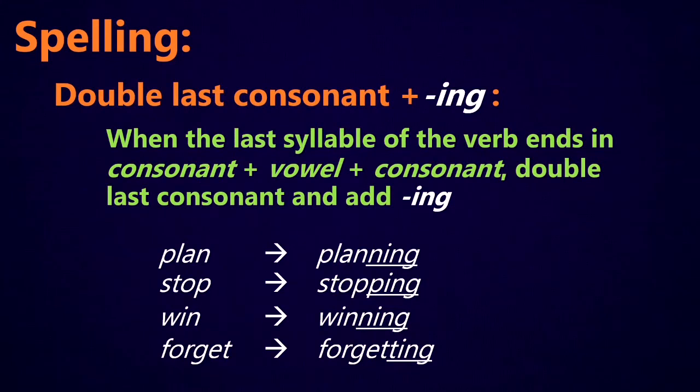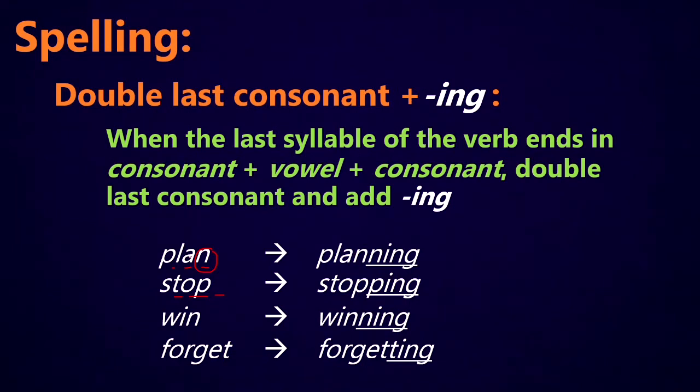The next rule here is to double the last consonant in the word if the last syllable of the word ends in consonant, vowel, consonant. So for example, the word plan, we can see we have consonant, vowel, consonant, which means we're going to double the final consonant when we add the ing. So plan becomes planning. Stop, consonant, vowel, consonant, becomes stopping with two P's. Win becomes winning with two N's. Forget becomes forgetting with two T's.